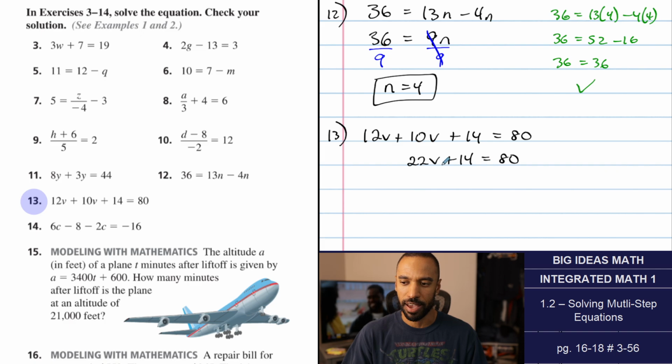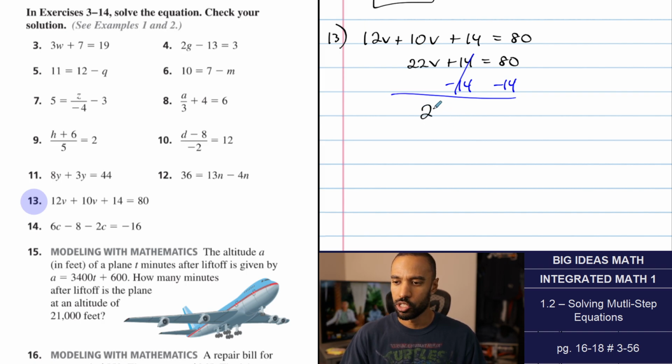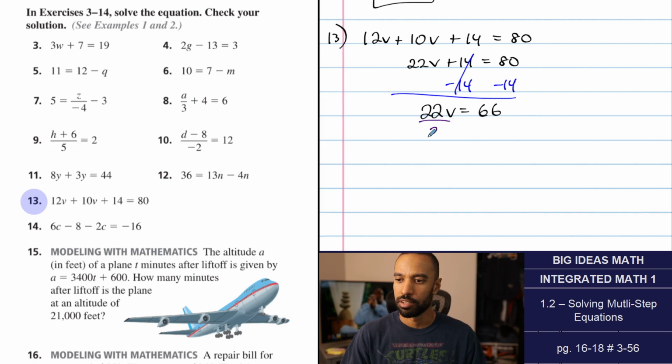Now you have a simplified left side, and that right side's always been simplified. It's been waiting. It says, I've been waiting for you. We will do 2 more steps. We still have to subtract 14 from both sides. Bigger numbers to work with. 22 times v equals 66. That seems divisible. Divide by 22.